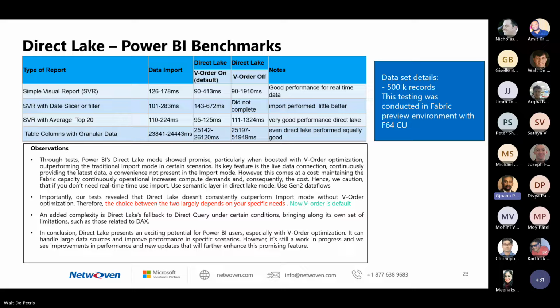And SVR with the data slicer or a filter, we see 101 to 280 milliseconds with data import, whereas 142 to 672 milliseconds with Direct Lake, but it's very close to import performance. And SVR with average top 20 is 110 to 224 milliseconds, whereas Direct Lake with vOrder is 95 to 125. vOrder is a compression technique we use. Because of that, it's much faster and we get a lot of advantages. So this is very good performance for Direct Lake.